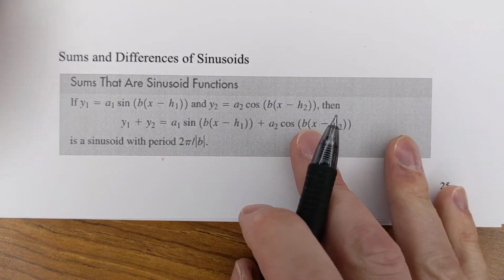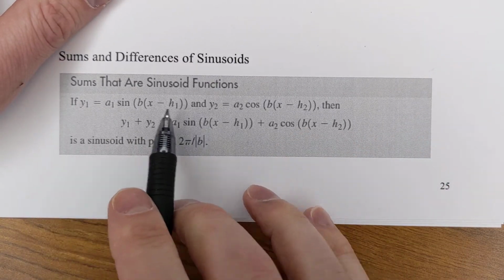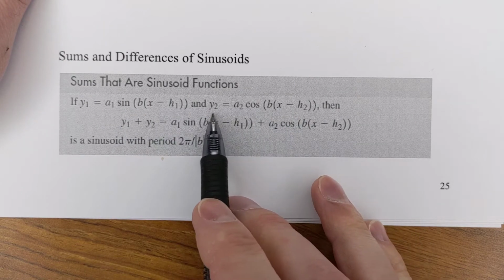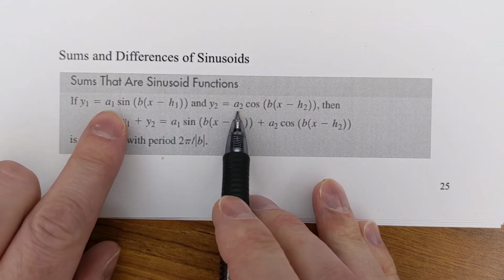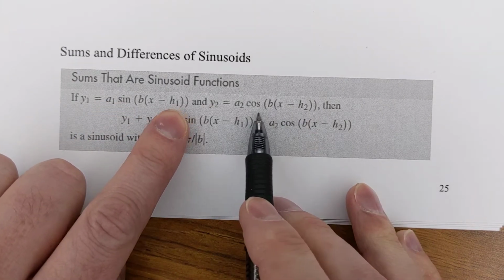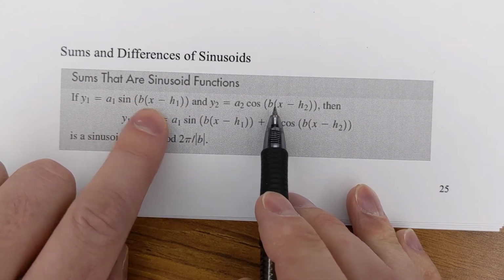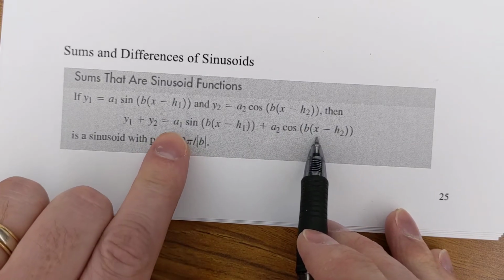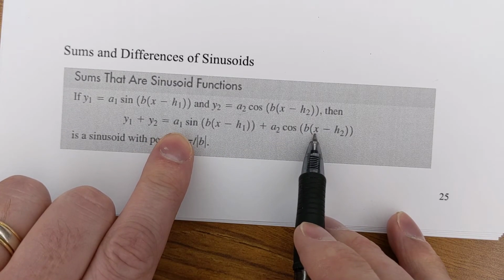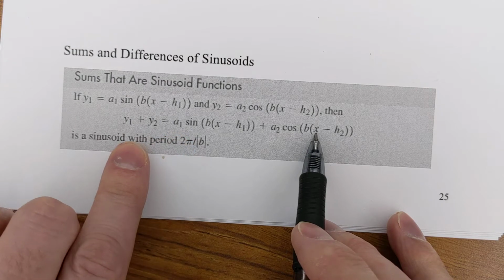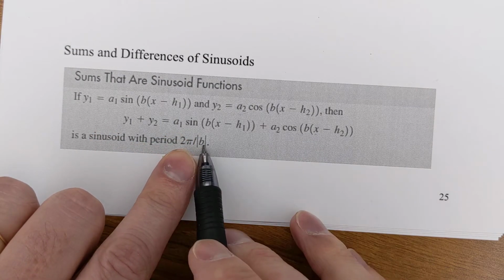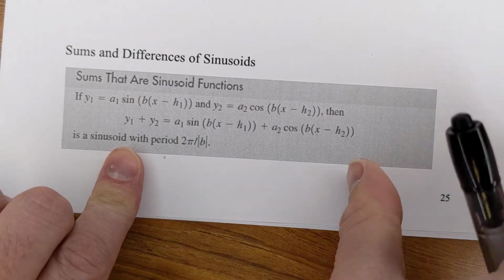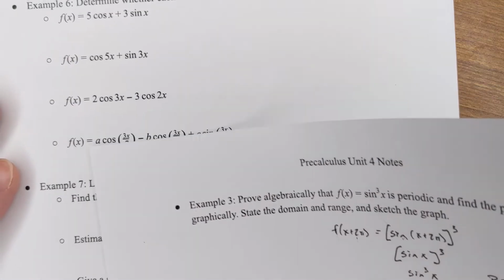Okay, sums and differences. So if you have two functions, y1 and y2, given various things, they potentially have different amplitudes, a1 and a2. They do, however, have the same value for b, h1 and h2. Then when you sum them, you get a sinusoid with the same period.